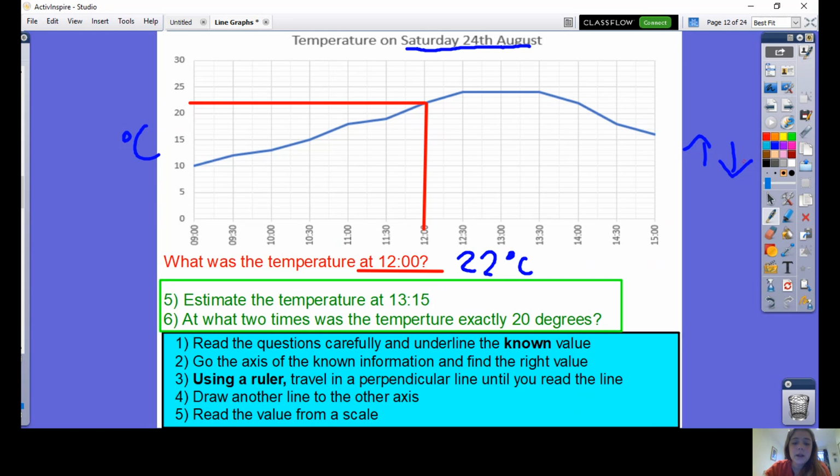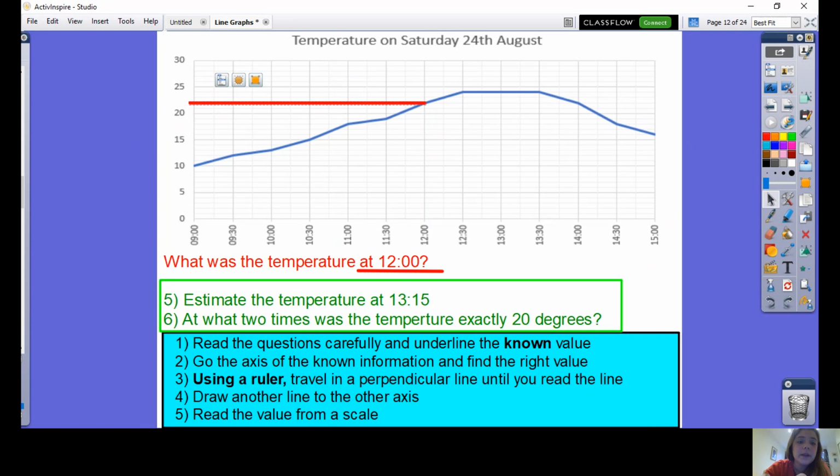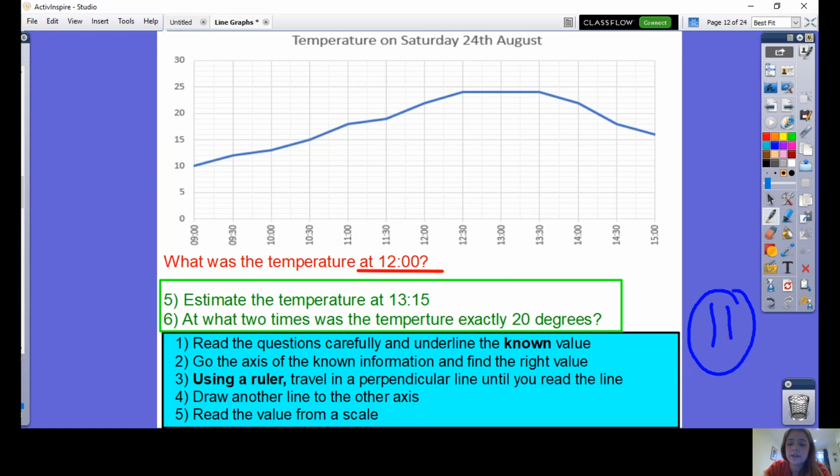Now you need to pause the video and try those questions in green. Remembering it's important for you to have a go at these questions whilst I'm here to help you with them afterwards. If you're not having a go at these questions, you'll find your independent work harder. So do your 2 input questions. Estimate the temperature at 13:15. Think carefully how you'll find 13:15. And then at what 2 times was the temperature exactly 20 degrees? Make sure you're underlining the information you know and going to that axis first. Pause the video now and try those 2 questions.